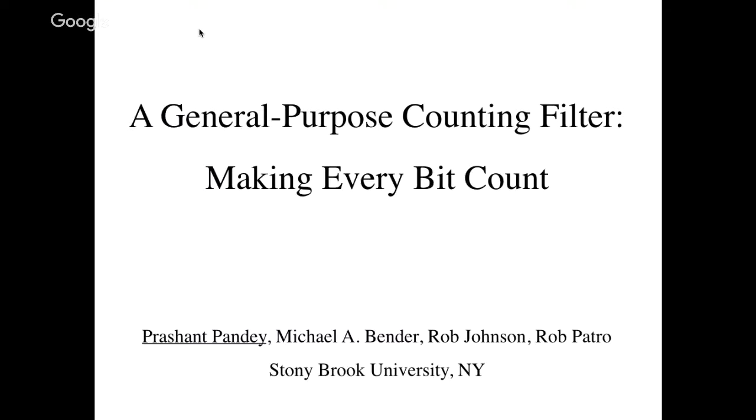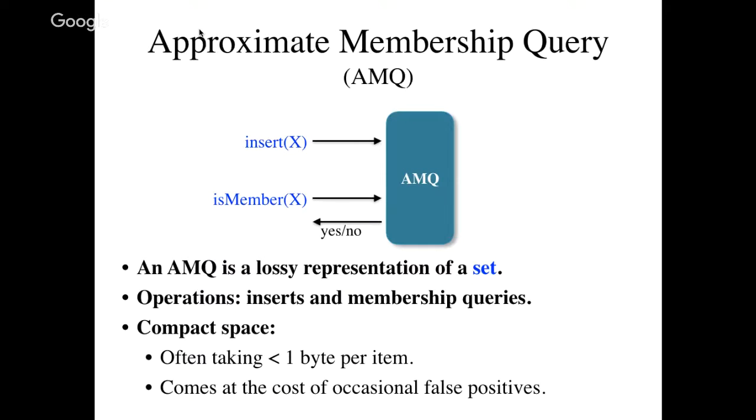I'm Prashant from Stony Brook University. Today, I'm going to talk to you about a new data structure known as the counting quotient filter. Counting quotient filter is a type of AMQ data structure, that is, approximate membership query data structure. So let's begin by learning how an AMQ data structure works.